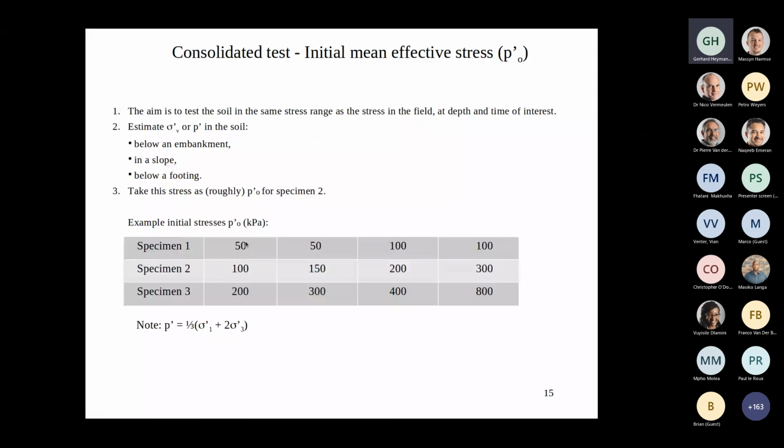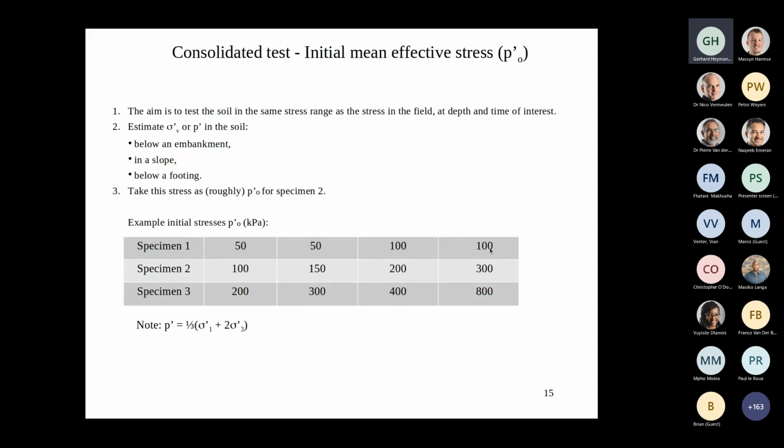So look at these values. These would be numbers that we would often use. So say our future stress at the depth and time of interest is roughly 100 kPa. We would specify specimen 1 at 50, specimen 2 at 100, specimen 3 at 200. So you see there's a 50 kPa difference there, but there's a 100 kPa difference there. And here you can see, if you want to target 150, there's a 100 kPa difference there, there's a 150 kPa difference there, and so on. You'll see that this middle value tends to be closer to the lower value.